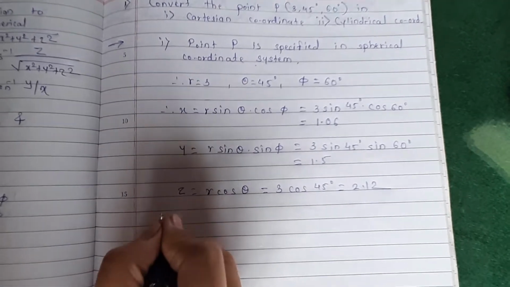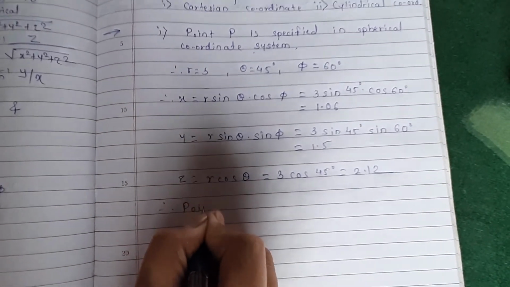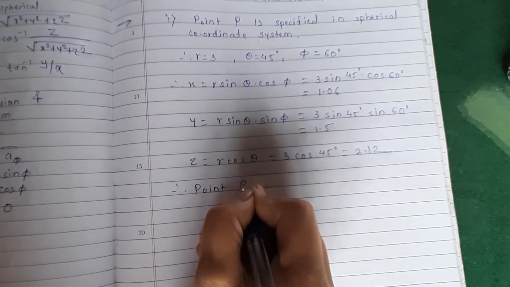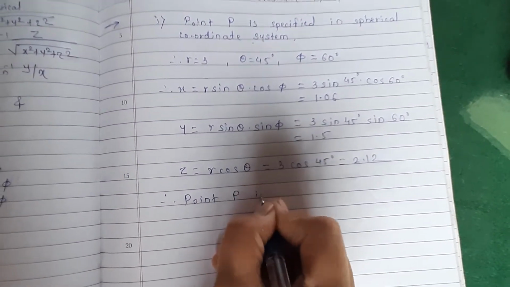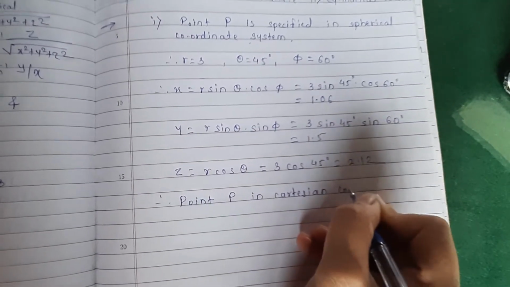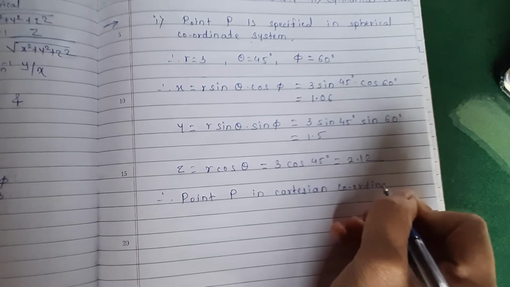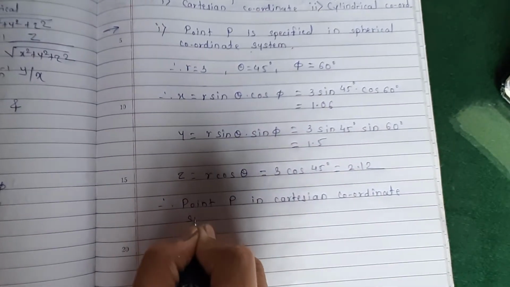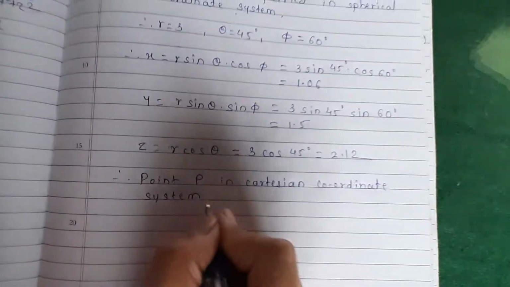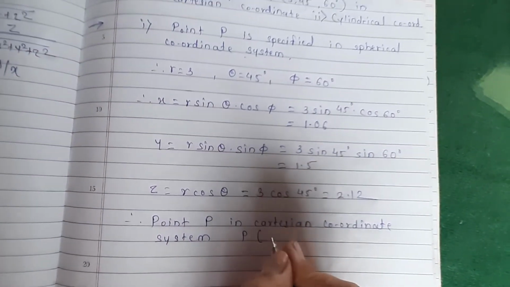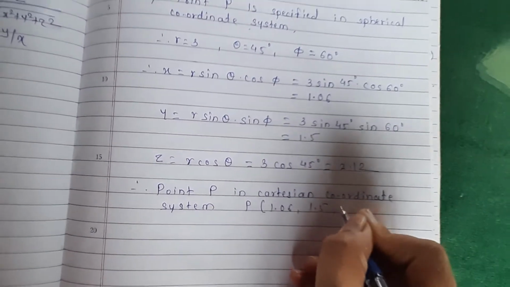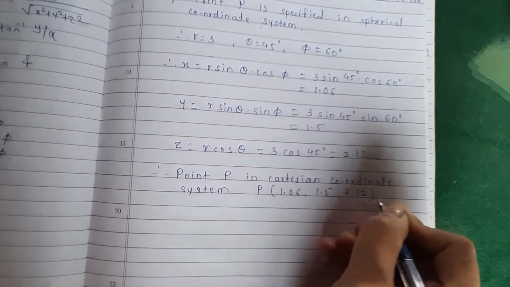So the point P in the Cartesian coordinate system is P of 1.06, 1.5 and 2.12.